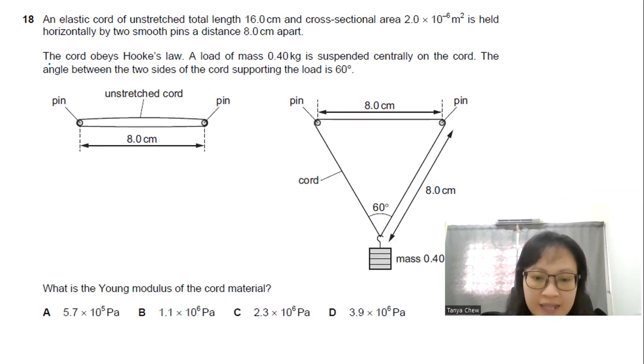Number 18. An elastic cord of unstretched total length 16 cm and cross-sectional area of 2 times 10 to the power negative 6 meters squared is held horizontally by 2 smooth pins, a distance of 8 cm apart. The cord obeys Hooke's law. A load of mass 0.4 kilogram is suspended centrally on the cord. The angle between the two sides of the cord supporting the load is 60 degrees. What is the Young modulus of the cord material?